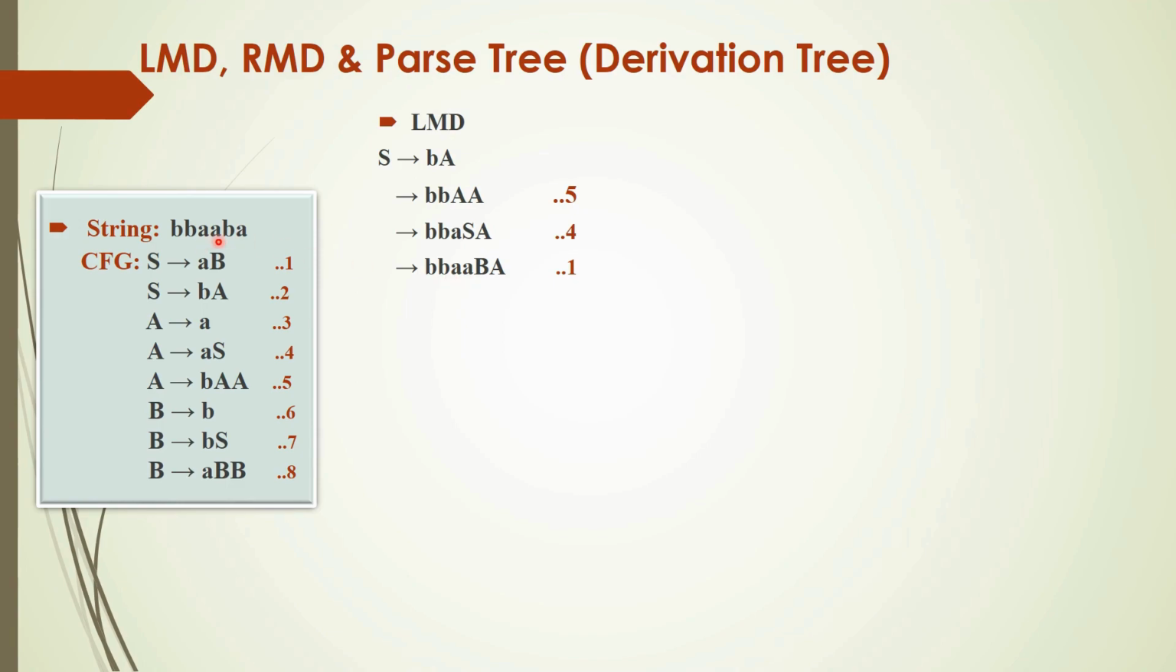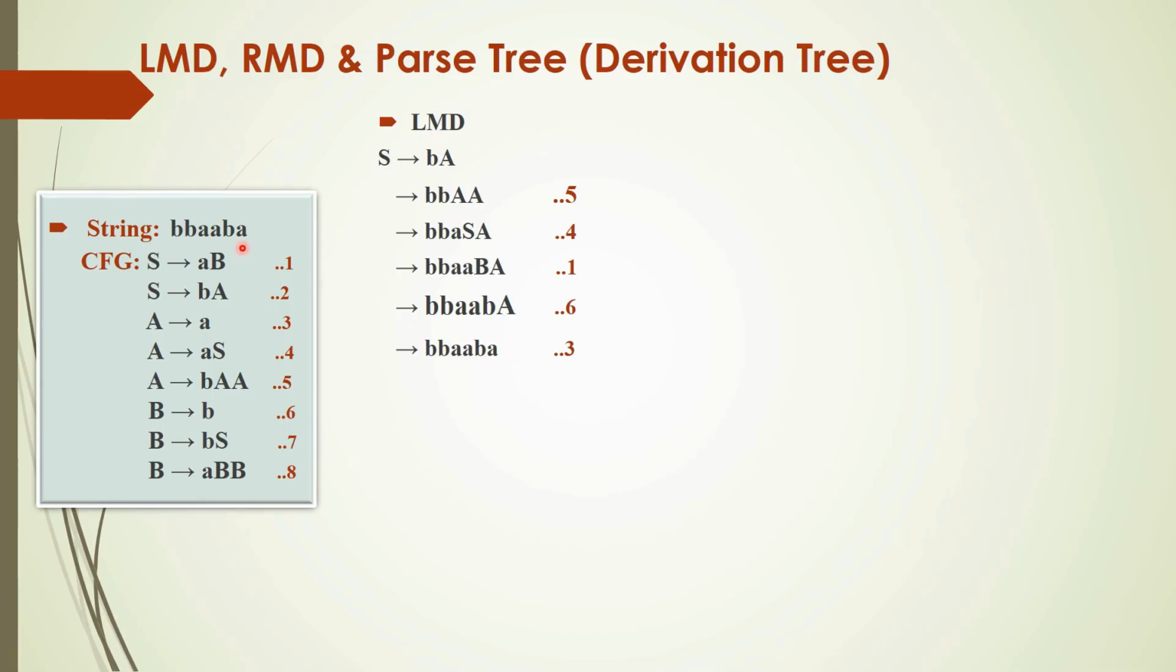The bba string is already generated. Now we just have to generate ba from this B variable and this A variable. So I am simply going to substitute the leftmost variable, which is B, by production rule number 6. Okay, so this B variable is substituted by the b terminal value. Here you can see after substitution of B with the b terminal by using rule number 6, we just have to generate the remaining a, so I'm substituting this A variable with the terminal value a as per the third rule. Okay, so here you can see our string is generated with the help of leftmost derivation.